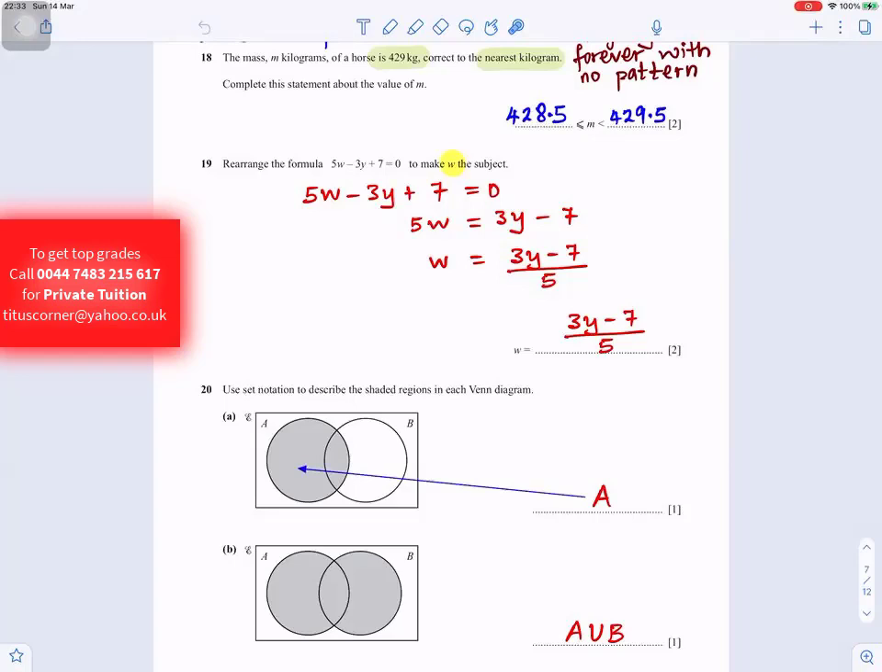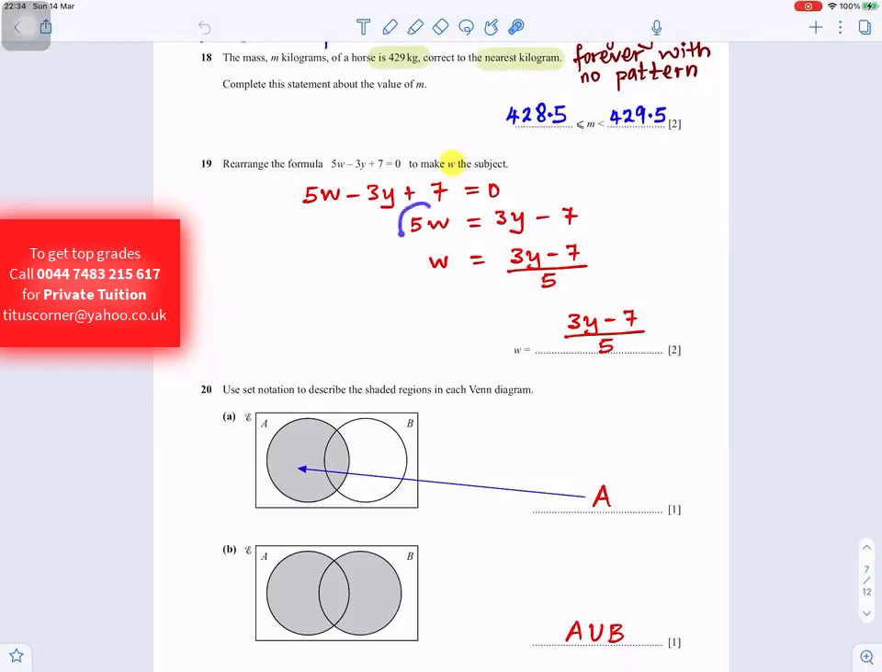That's very important. Number 19, rearrange the formula 5w minus 3y plus 7 equals 0 to make w the subject. So we want w to be on its own. So we start by removing minus 3y and removing plus 7. Imagine the minus 3y is your shoes and the 7 is like a jacket. You take minus 3y to the right, the minus becomes positive, so it becomes plus 3y. Plus 7 goes to the right, it becomes minus 7.